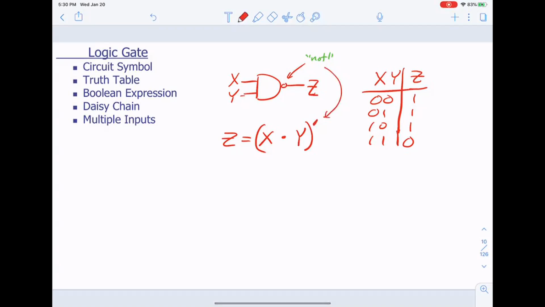Okay, do I need to do daisy chain again? No, not for this one. Multiple inputs, no. I think we got the picture on that.